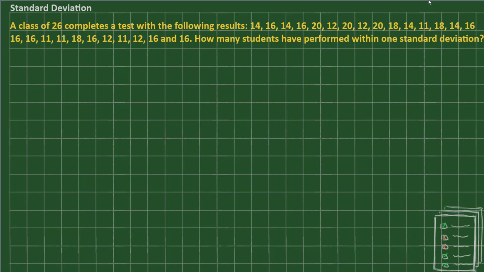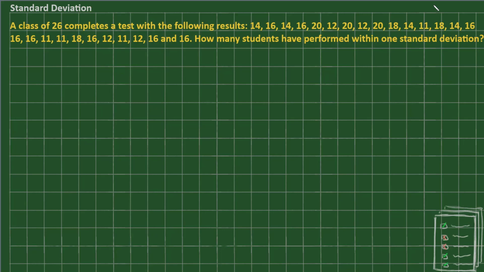As always, I suggest you pause the video and attempt the problem yourself first. Alright, so 26 students have completed a test and the results were as given. I need to calculate how many students have performed within one standard deviation. As it is part of good practice, I'm going to calculate the median and the mode as well.